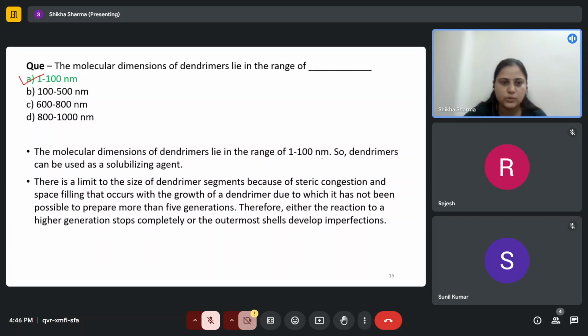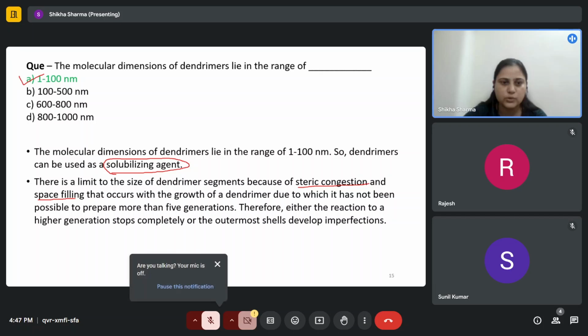So dendrimers can be used as a solubilizing agent. Their applications are encapsulation, and second, as a solubilizing agent, because the size is very small. There is a limit to the size of dendrimers, because of steric congestion and space filling. As we discussed, as we move from the core to the outer periphery there will be more branching and more branches.